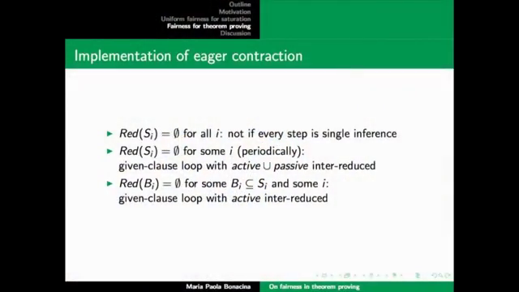And then, what does it mean to have eager contraction? Ideally, we would like that at every stage i, there is no redundancy in S_i, but that's not possible if every step represents a single inference. So what we can get in practice is that periodically the set of redundant clauses at stage i is empty. For instance, the existing theorem provers implement the given clause loop, which means they execute a cycle whereby at every iteration they select a clause and they perform all possible steps between that clause and the clauses that were already selected before. Now, these two sets are usually called active and passive.